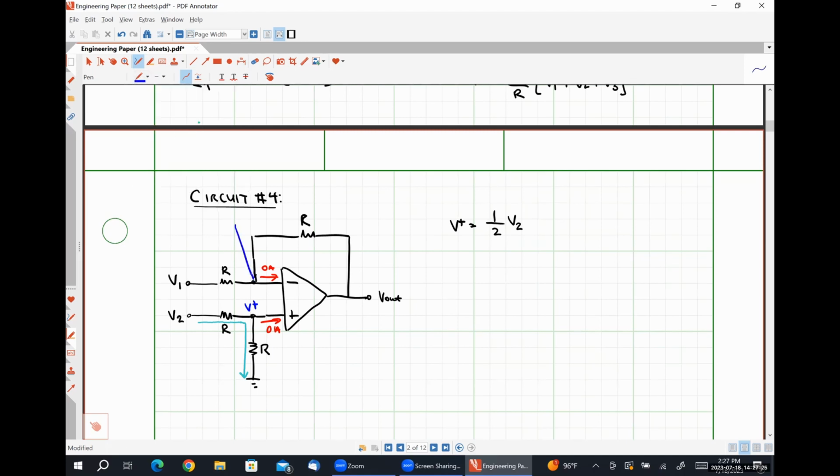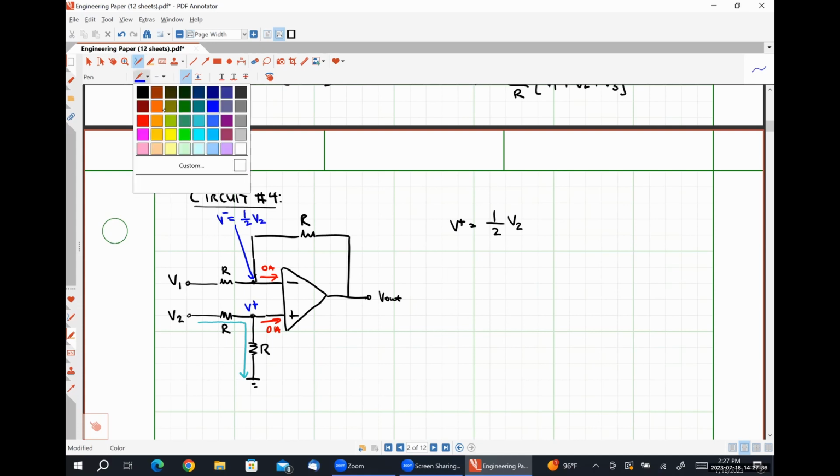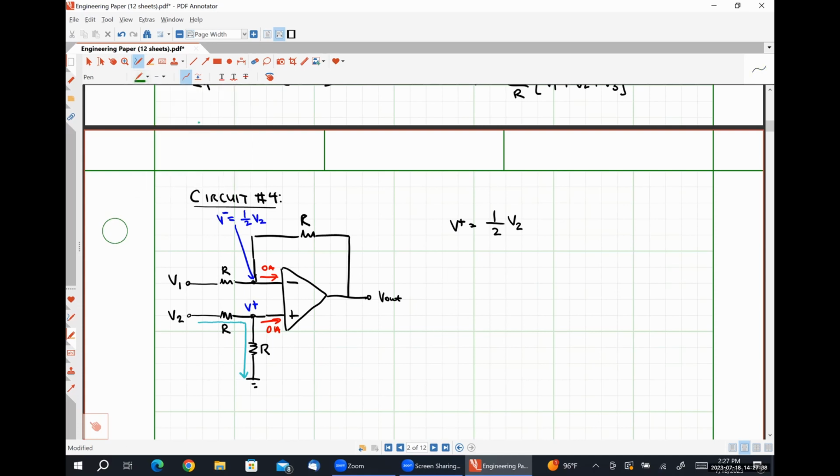Applying op-amp rule number 2, we know that V minus must also be 1/2 of V2. And now we're going to apply Kirchhoff's current law, adding these two currents together and setting them equal to 0.